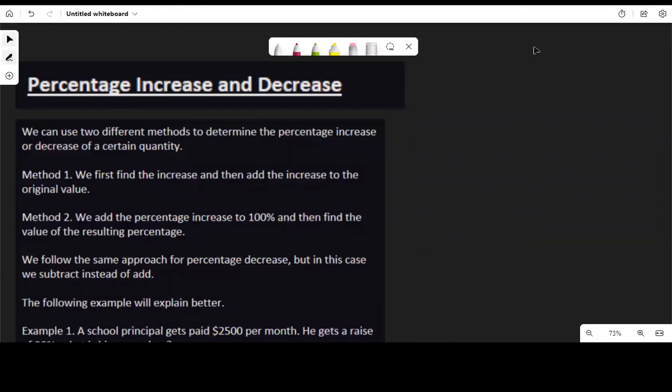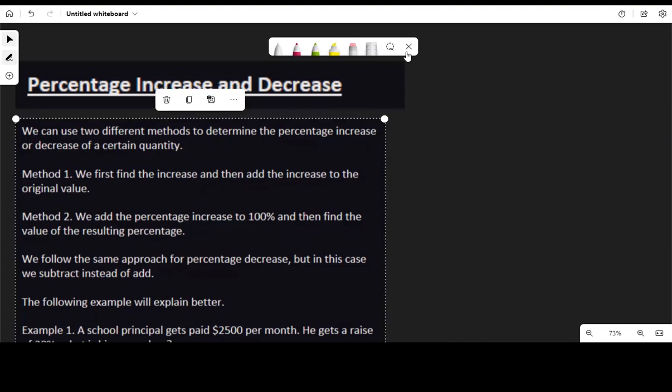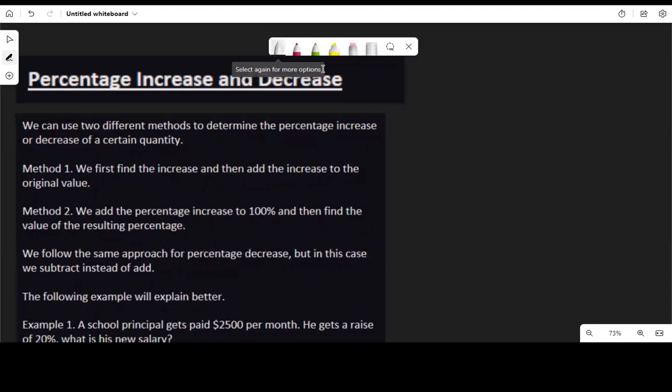In this lesson, we're going to learn how to calculate the percentage increase and decrease of a given quantity. There are two approaches we can use. One of the ways, which I label as method 1 here, is that we'll first find the increase and then add the increase to the original value. While in the second method, we add the percentage increase to 100% and then find the value of the resulting percentage. What do I mean by that?